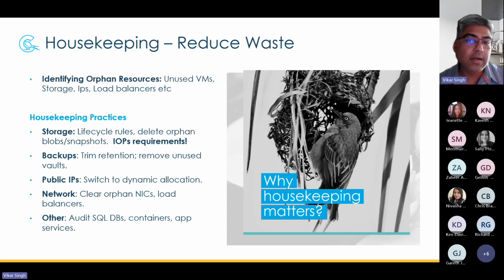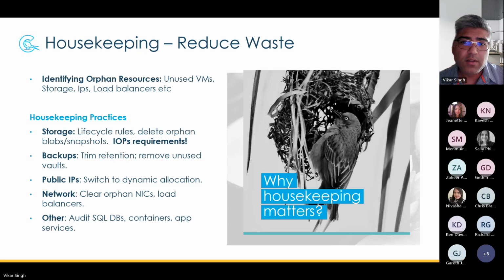So what kind of clutter are we actually dealing with right here? I mean, we just think about VMs that you forgot, or storage you don't need, IPs just hanging around for no reason. It's all waste just piling up. And that's cash that we can reclaim back, right? But to reclaim it, we need to know what we're looking for. So how do we spot these culprits? Orphaned resources, unused VMs, stray storage, blob backups, idle IPs, load balancers with no traffic going to them. They're all quiet, but again, they are costing us, right?